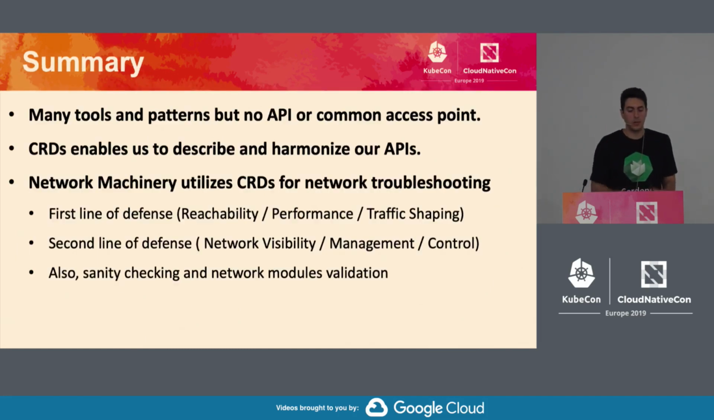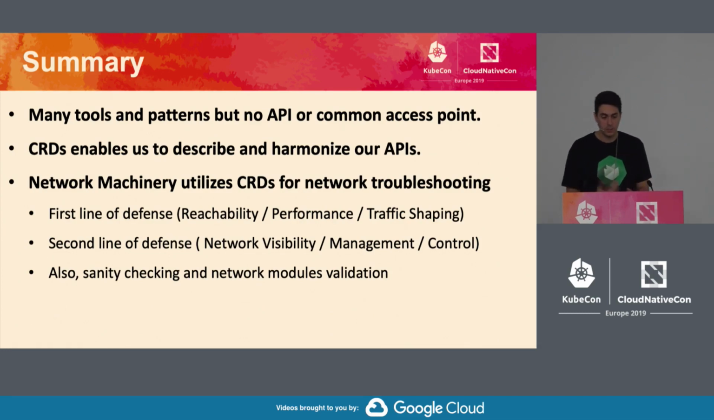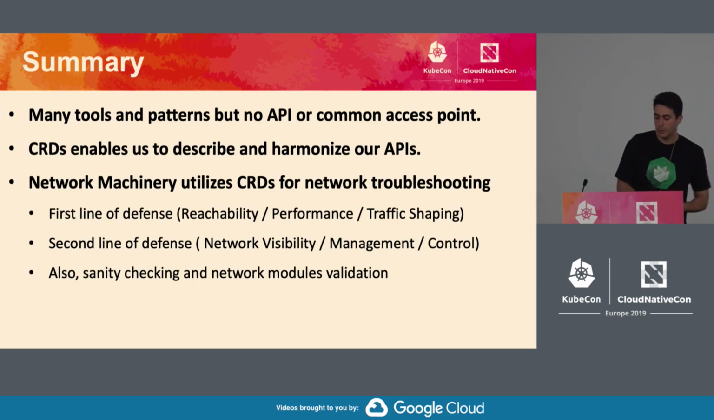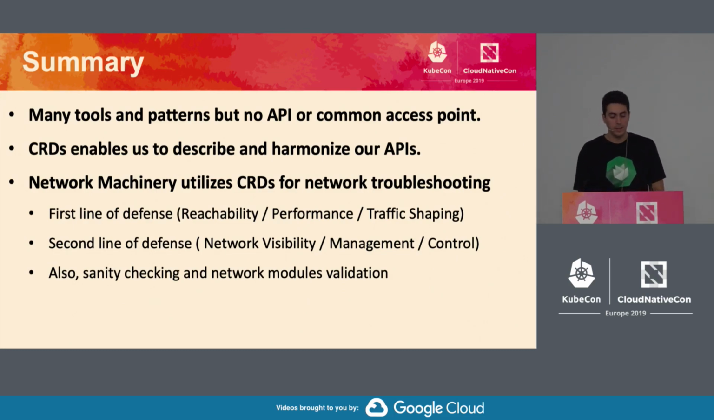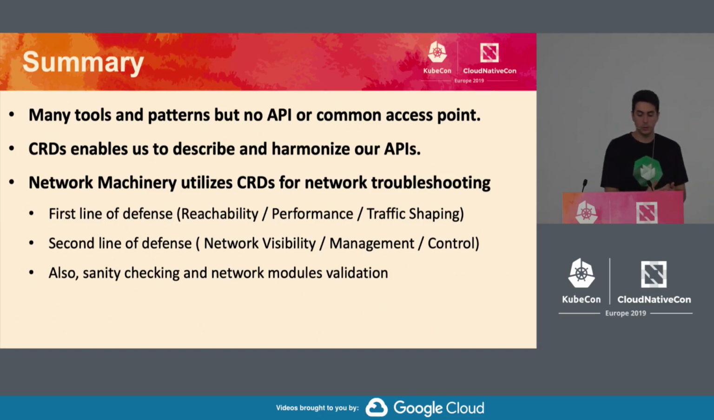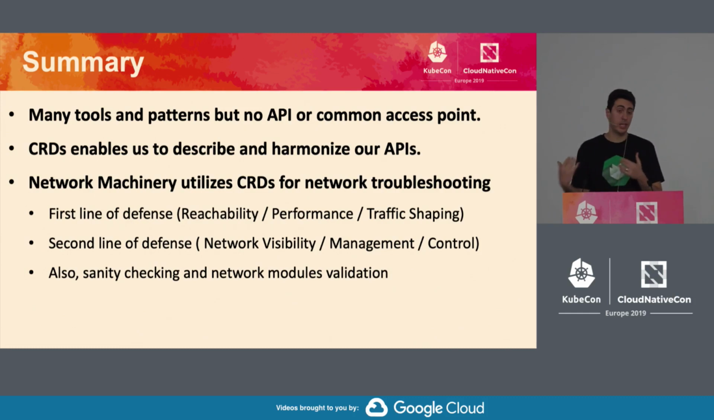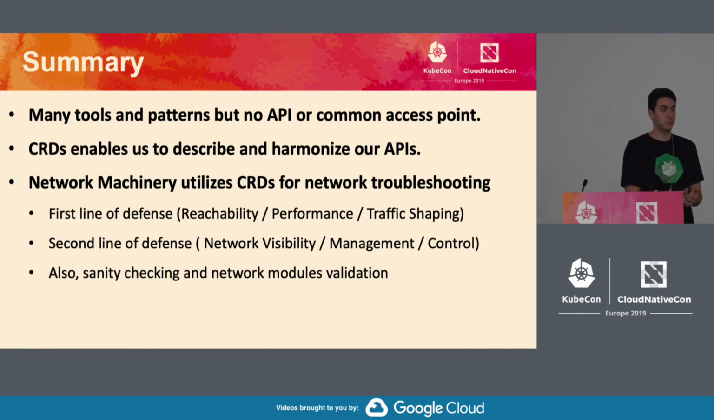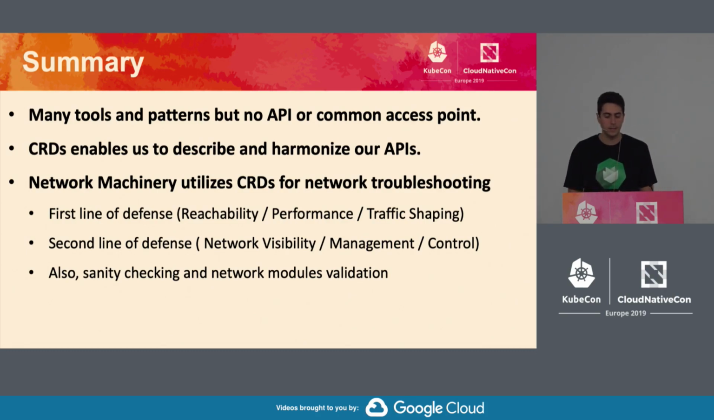What is the summary? So there are many tools and patterns, but there's no API or common access point for troubleshooting. CRDs basically are a very nice, well-known community standard that enable us to describe and harmonize our APIs. And NetworkMachinery basically utilizes CRDs for network troubleshooting. It's a first line of defense to be able to do reachability and performance checks, even inject loss or delay via traffic shaping CRDs.